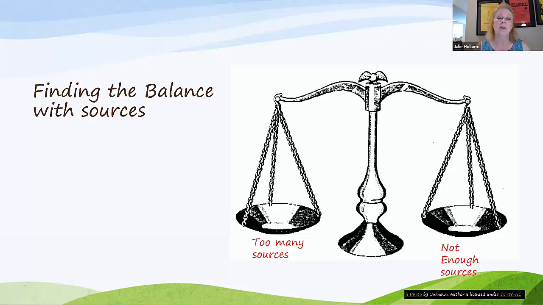But this is where we have to be careful to get just the right balance of sources. Too many, and they just become bogged down in trying to get through everything that you put in front of them to read. Too much work. That's where their brain power is going. And that's where their focus goes. Not enough, they probably still don't have enough to pull together to actually answer the compelling question.